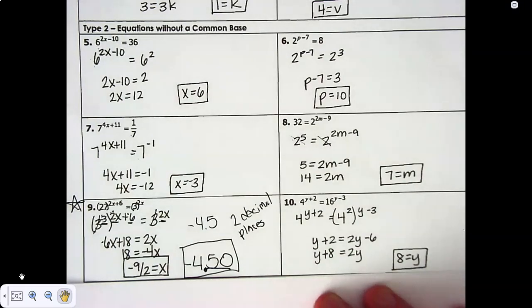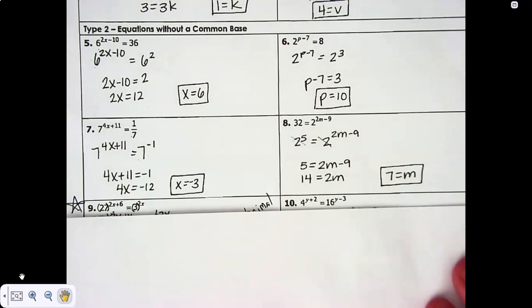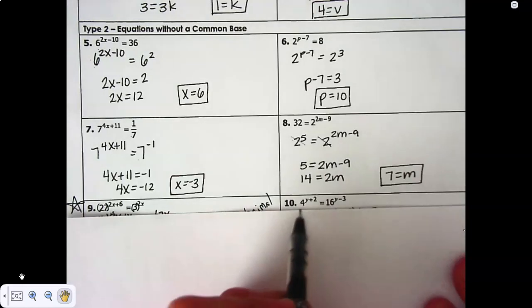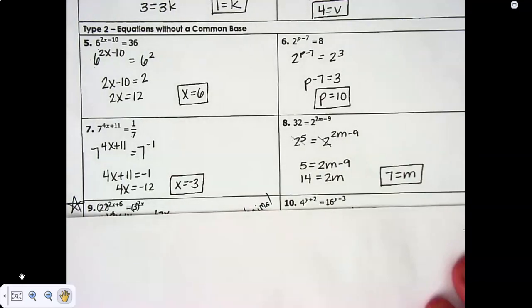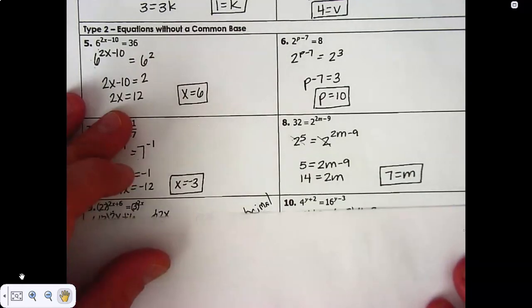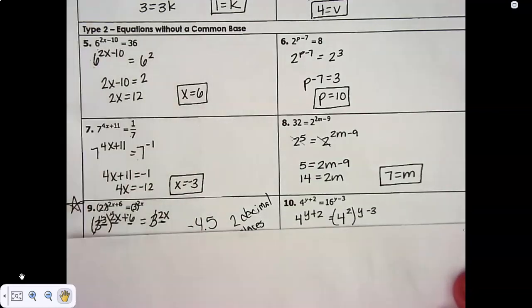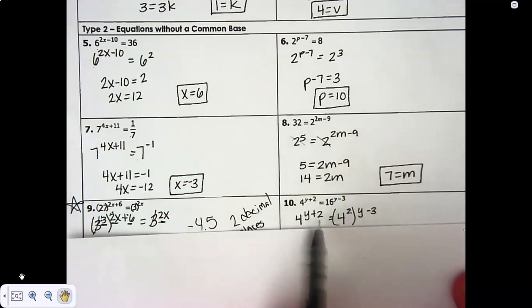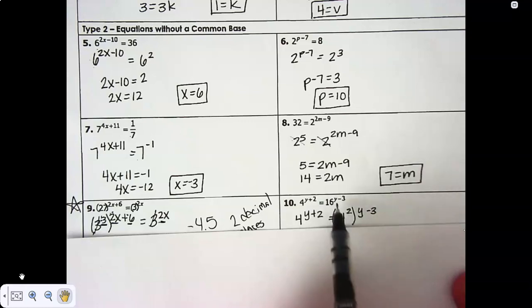Number 10, going on. So we'll go step by step. I have a base of 4 on the left, and I have 16 over here. I know automatically that 16 is divisible by 4. As a matter of fact, I know 4 squared is 16. So I'll rewrite the equation, but instead of saying 16, I'm going to say 4 squared. So I have 4 to the y plus 2, nothing changed there. I rewrote 16 as 4 squared, and because it was rewritten, I put it in parentheses. It keeps the same exponent I had above, y minus 3.